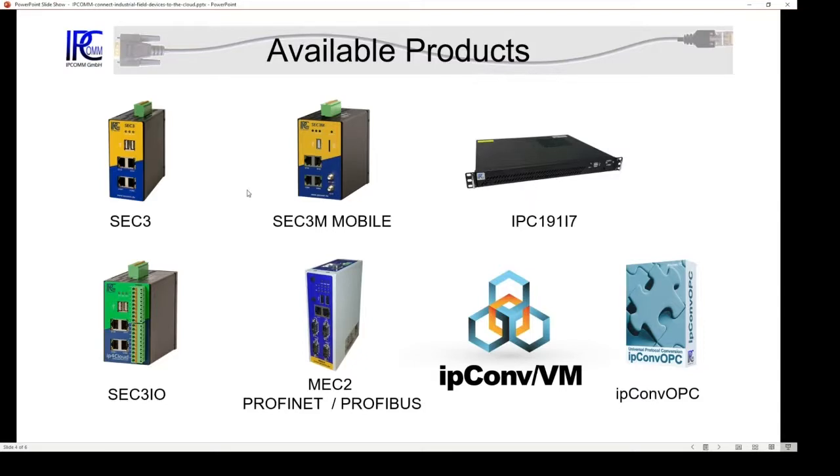If you only have a small application, you will pick the ARM-based Stack 3. And if you want to manage and control a complete wind park, then the IPC191 i7 is the best choice for you, which, as I already mentioned before, can handle up to 200,000 data points and hundreds of different communication partners.